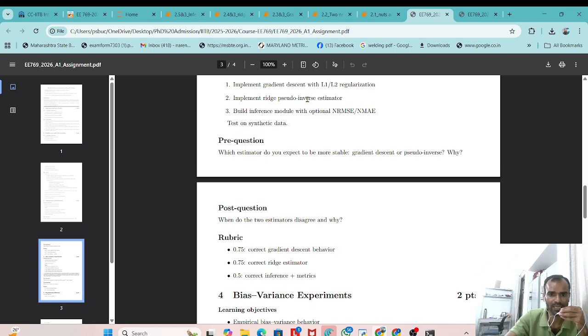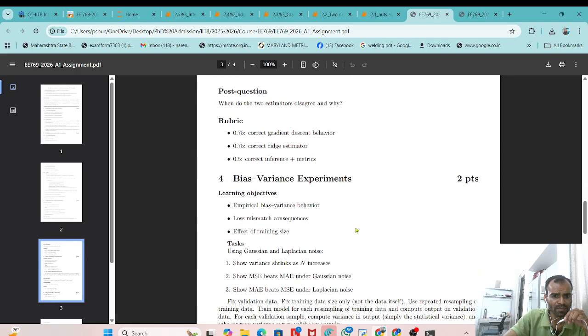in those explanations, right? When do the two estimators disagree and why? Gradient descent and pseudo inverse will disagree, all right? In case there is the learning rate, and there are ill-conditioned matrices, and there is regularization, and there is stopping, right? So learning stopping is there. In that case, these will disagree with each other and don't give correct results, okay.